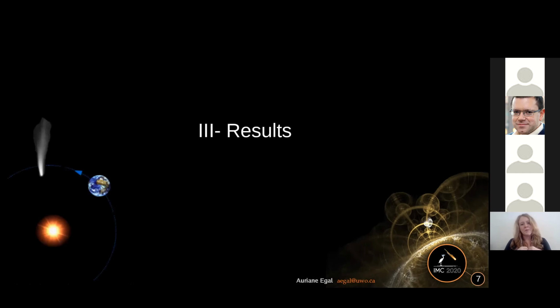Now I will briefly present the main results we obtained with our model. In the following plots, the red color will always refer to the simulations and the other colors to the observations.